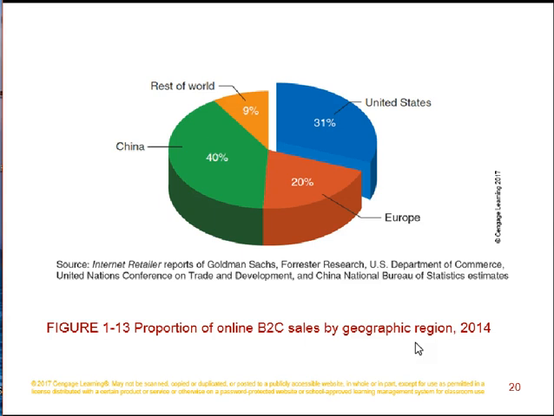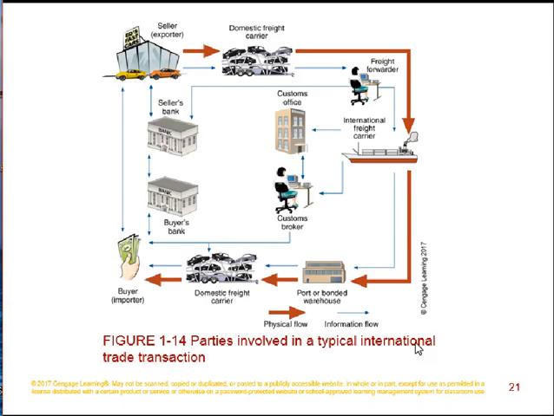And here we see the proportion of online business to consumer sales by geographic region. China is the largest at 40%, followed by the United States at 31%, Europe at 20%, and the rest of the world at 9%. And here we can see all of the elements and the business processes that would be needed to fulfill an international transaction from your website. And it is a daunting activity right now.